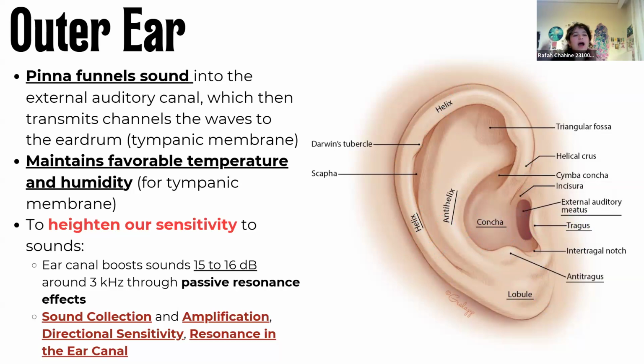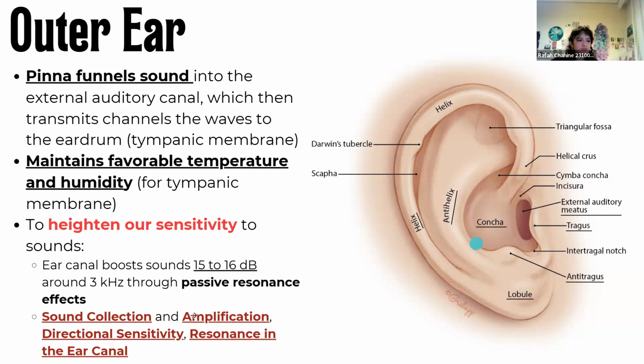Apart from having structures that you need to know the names of, it also does a couple more things. For example, it heightens our sensitivity to sound, meaning that it acts like a tent or a funnel. It's going to funnel the sound into your external auditory canal, but it can also boost the sound that you are hearing by about 15 to 16 decibels. If you don't know what decibels are, we're going to get into it later on in the presentation.